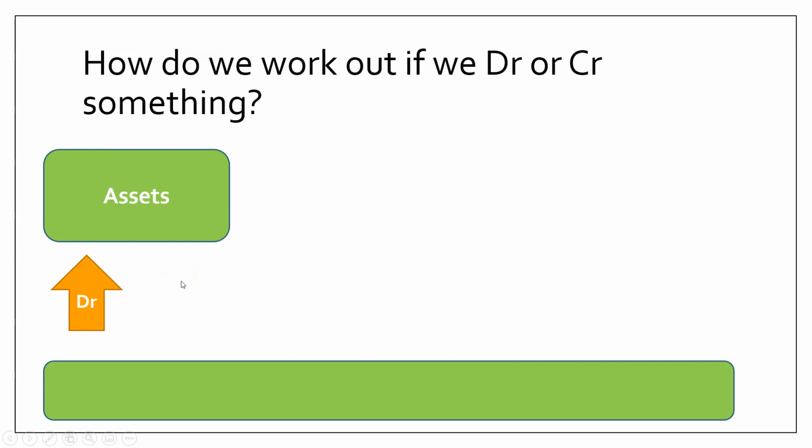If I gave $1,000 cash to somebody else, that means I'd have $1,000 less cash. I've gotten rid of it. That means I'd need to reduce the value of cash on my balance sheet and I would credit it. Okay, so that's assets. Debit to increase, credit to decrease.